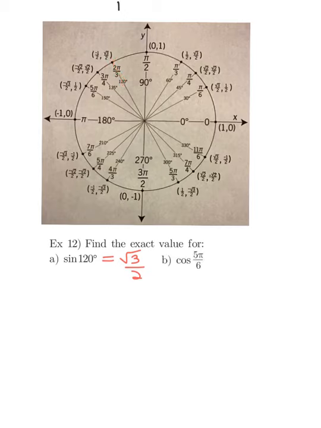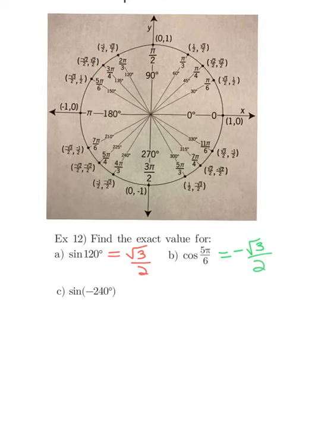For question B, we want to find the cosine of 5 pi over 6. So look on the unit circle for 5 pi over 6. Here it is right here. We want the cosine, which means we want the x coordinate. So the cosine of 5 pi over 6 is negative square root of 3 over 2.